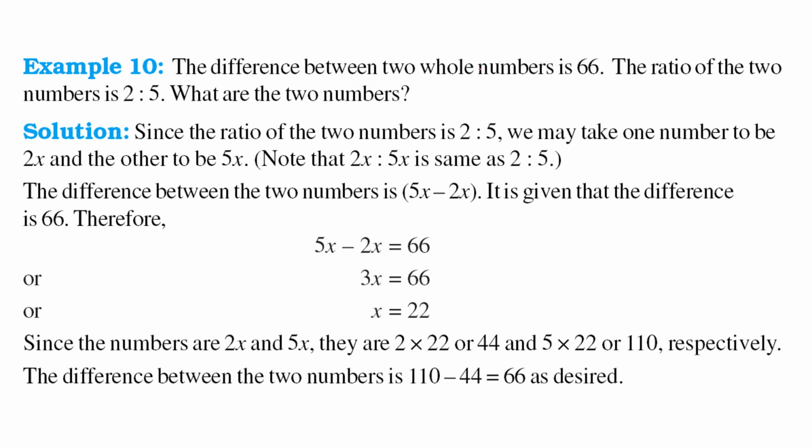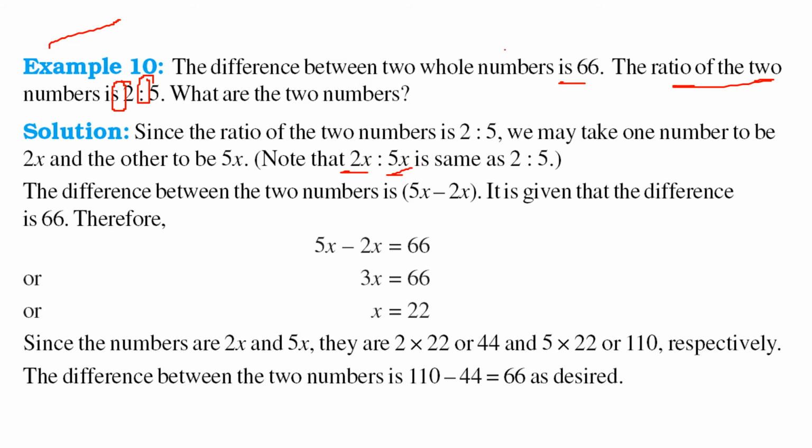The difference between two whole numbers is 66. The ratio of the two numbers is 2 to 5. What are the two numbers? So the difference between two whole numbers is 66. That means, first let us go to the second part. The ratio of the two numbers is 2 to 5. So if one number is 2x, the other number has to be 5x. One is 2x, the other is 5x.